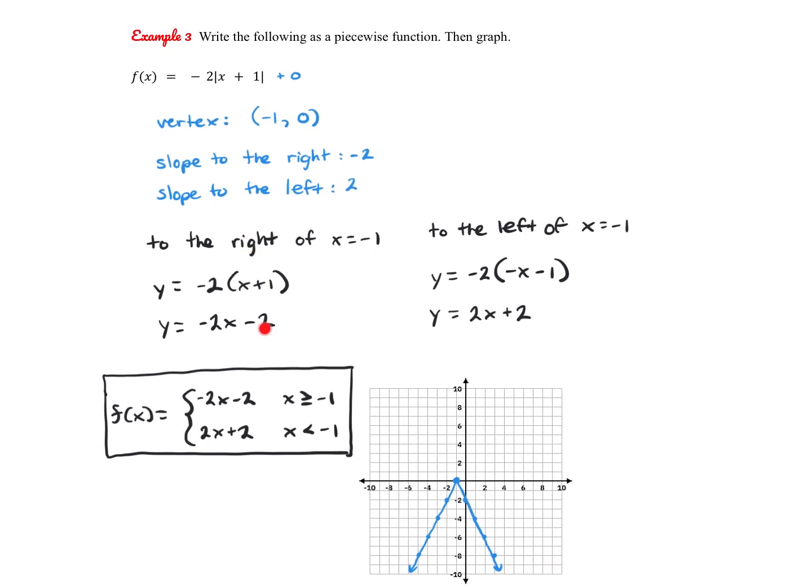And this is always how you can find it. Everything, again, to the right of our vertex, the absolute values are doing nothing. They literally just change to parentheses. Everything to the left of our vertex, everything inside the absolute value becomes opposite.